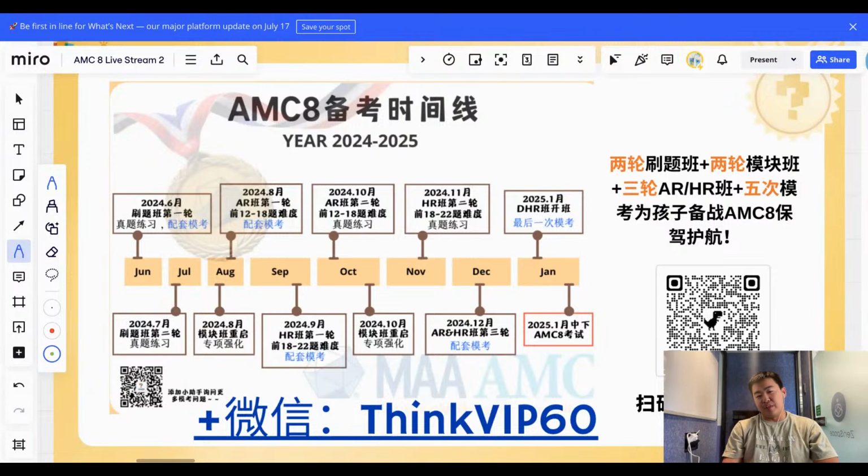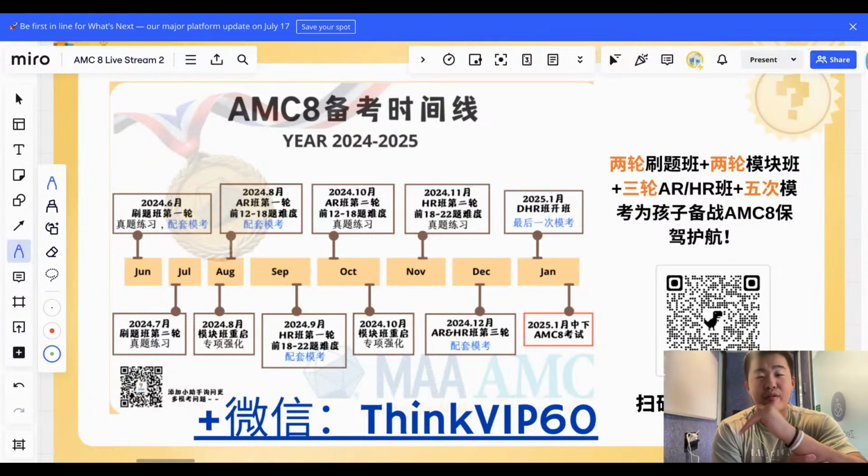And in November and December, we are going to start our AR and HR classes. AR is the abbreviation for achievement roll. These classes are specifically designed for students who are aiming to achieve the achievement roll in the AMC exam. We are going to have 3 rounds of such class.